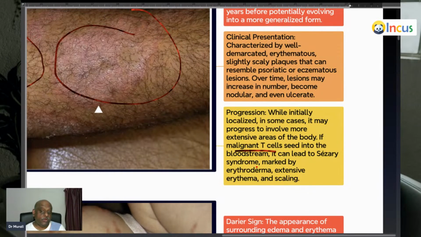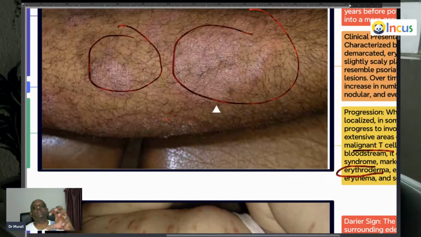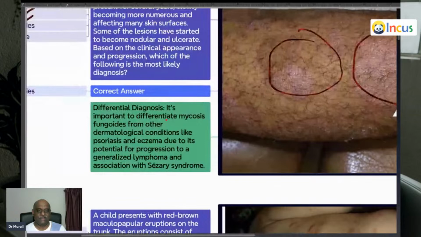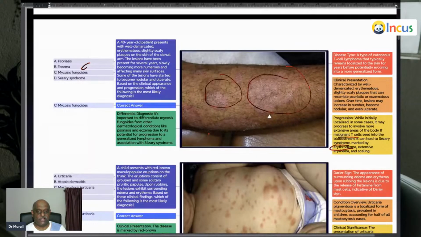It can lead to erythroderma, cerebriform nucleus containing cells. These are all the features about Sézary.